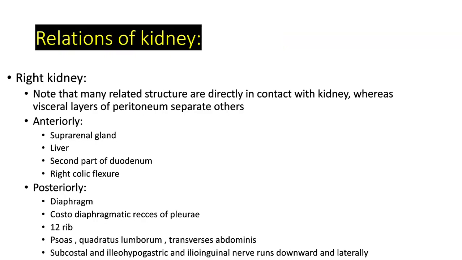So the relations of the kidney. We will discuss the right and the left kidney. Note that many related structures are directly in contact with the kidneys, whereas the visceral layer of the peritoneum separates others. Anteriorly we find the suprarenal gland, the liver, the second part of the duodenum, and the right colic flexure. Posteriorly, we will find the diaphragm, the costodiaphragmatic recess of the pleura, the 12th rib, psoas muscle, quadratus lumborum, and the transversus abdominis muscle. Other structures are the subcostal, iliohypogastric, and ilioinguinal nerves, which run downward and laterally.